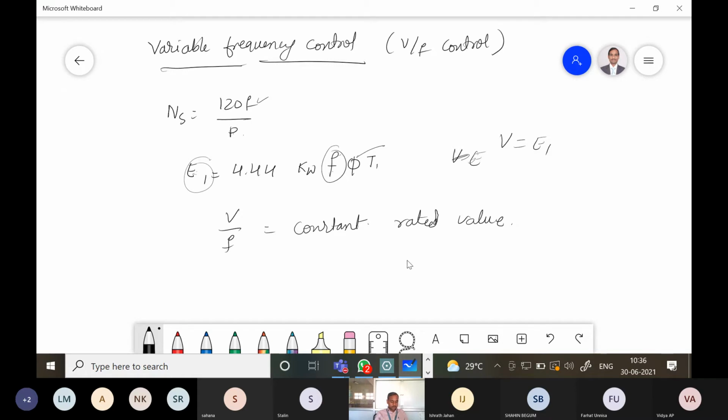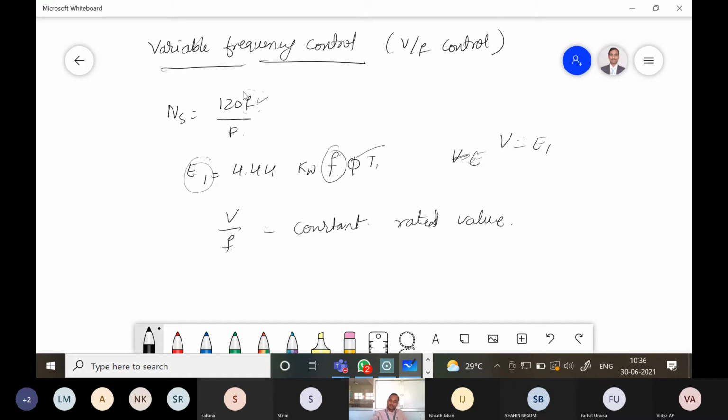So this type of control is known as constant volt per hertz. Volt per hertz: frequency is in terms of hertz, voltage in terms of volts. This is speed control of an induction motor by using a variable frequency supply. For that we require a way to get variable frequency, so there is a circuit for this.